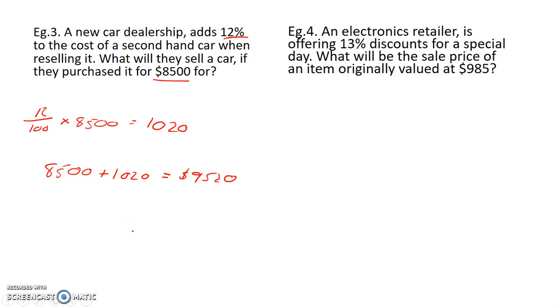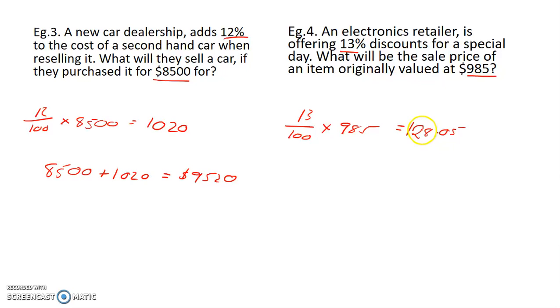$9,520. Our fourth example, an electronics retailer is offering 13% discounts, so 13 is an important part, on a special day. What will be the sale price of an item originally valued at $985? So I need to take 13% off of that. So 13%, 13 over 100 times by the price, 985. 13% of $985 is $128.05. So this item has been discounted by this 13%.